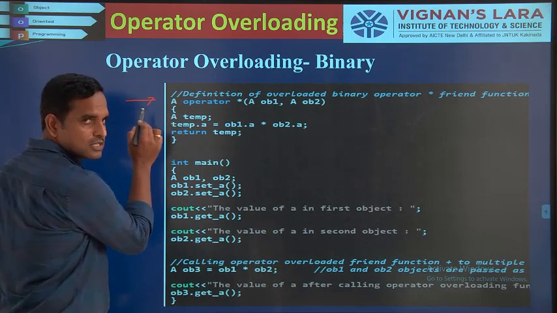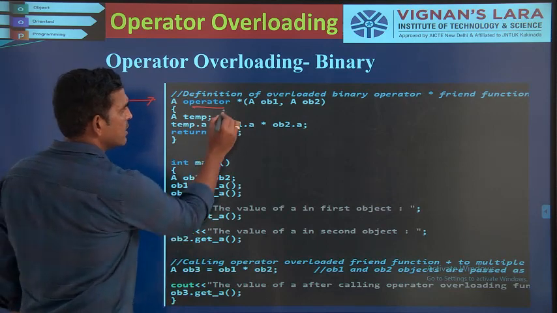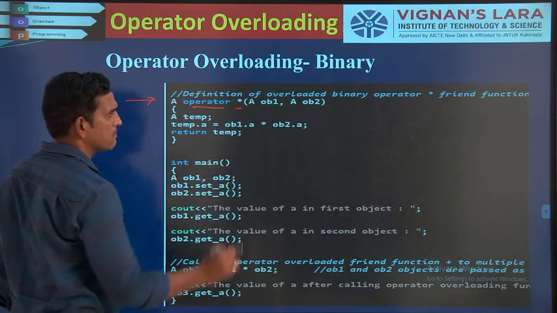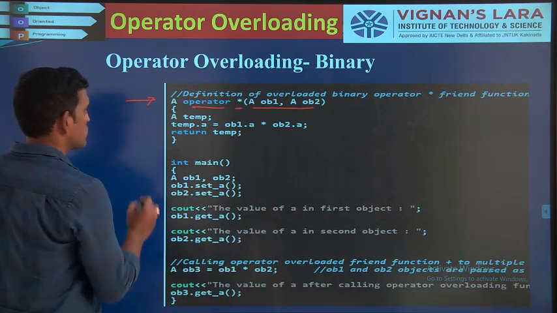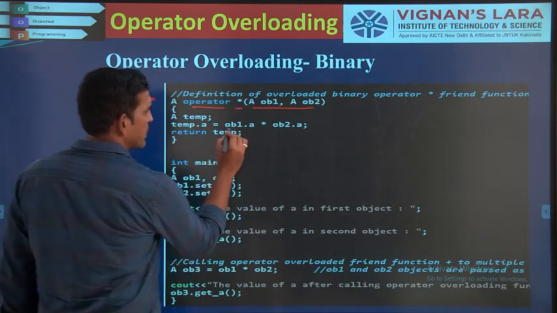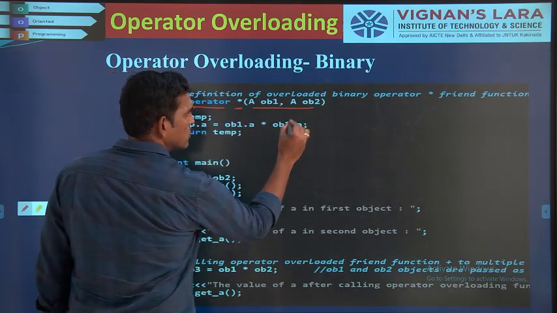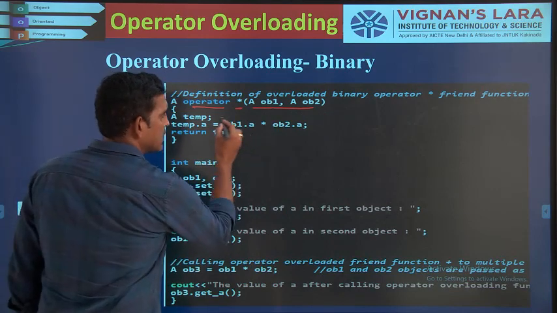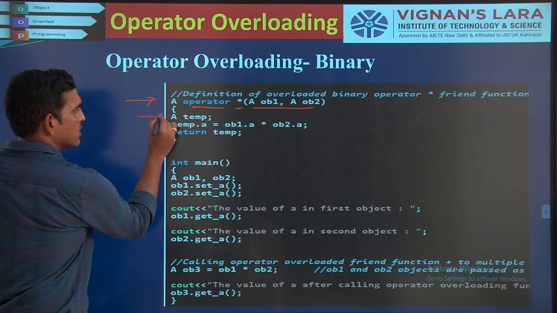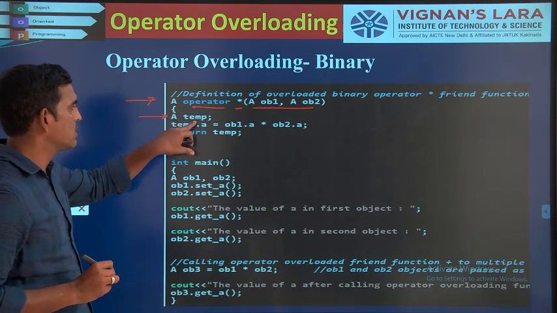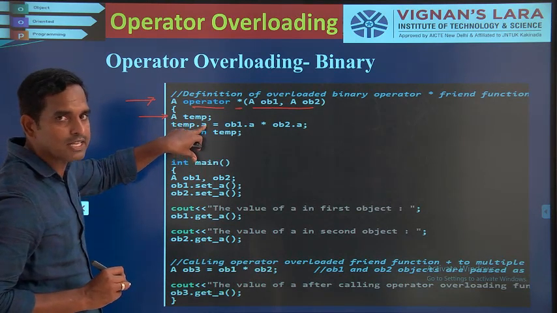Your return type is the object, and you have specified the keyword operator. Then I am specifying the multiplication symbol, and I am taking two objects as arguments. In order to multiply, what do I have to do? I have to take object 1's a value and object 2's a value, multiply these two values and return the result as an object. So in order to return it as an object, I am creating one temporary object. The temporary object will also have its own a.